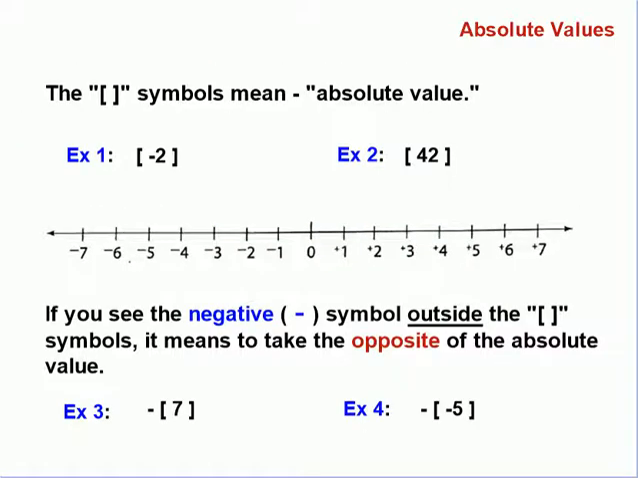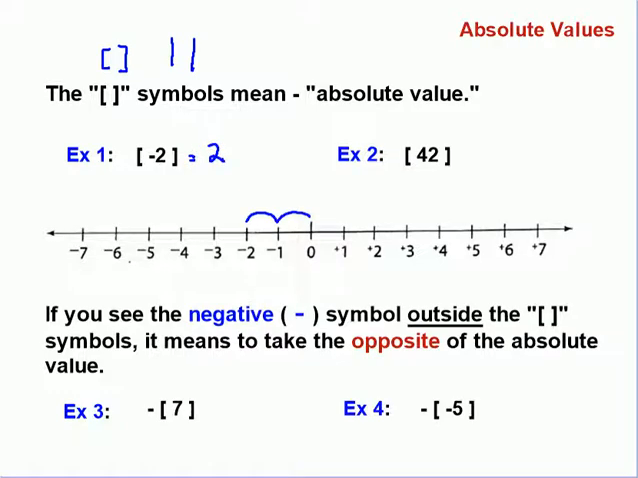Reviewing what we just learned, this symbol right here means absolute value. You'll also see them written as this, just simply 2 lines. So this symbol means absolute value. So what is the absolute value of negative 2? Well, we remember that it is the distance from 0. So how far away is negative 2 from 0 on a number line? It is 2 spaces. So the absolute value of negative 2 is 2.